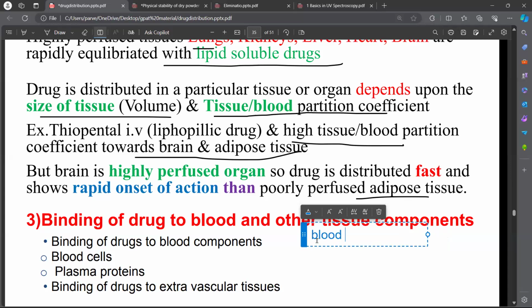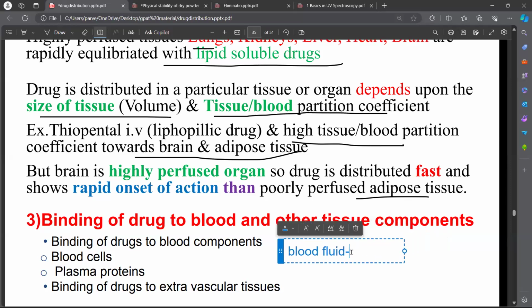So, blood fluid volume. Are you guys able to recall it? What is the approximate value of the blood fluid in our body? How many liters? It is approximately six liters.